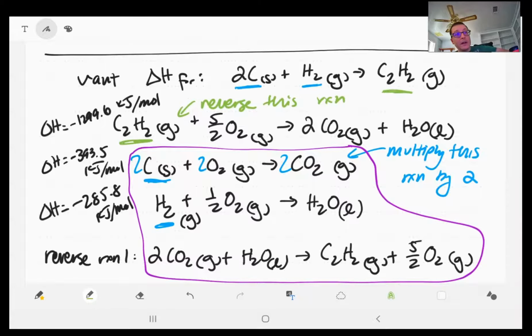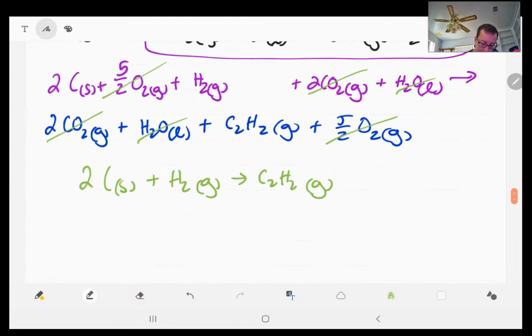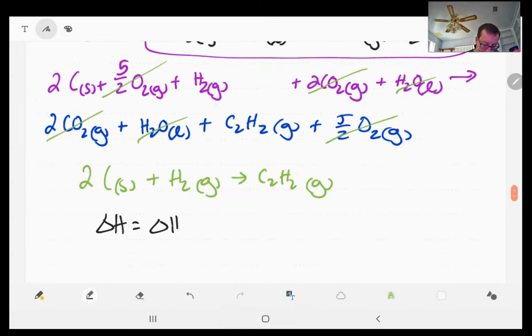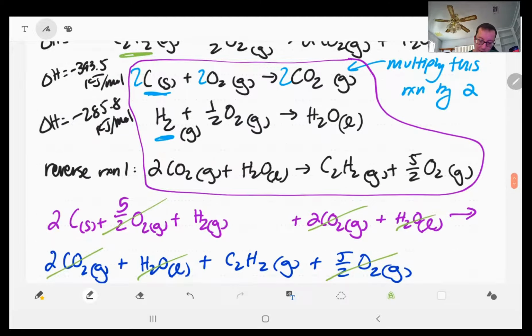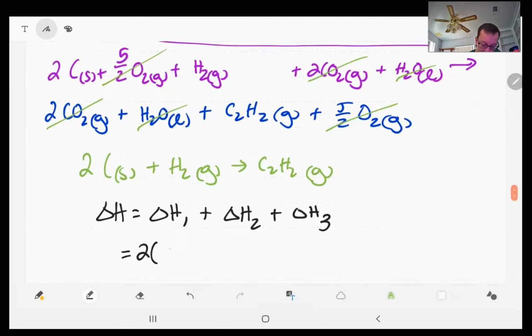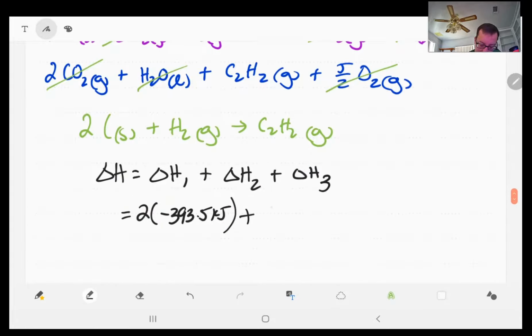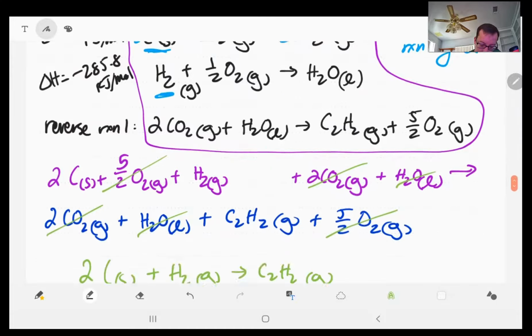So let's go ahead and now deal with all our delta H's. So this delta H is going to be the sum of the 3 reactions. Our first one we multiplied by 2, so I'm going to just do the order we added them. So the blue one, what used to be reaction 2, is our first one. So we have 2 times negative 393.5. Great. Second one we left alone, so we can just leave that up. Negative 285.8.